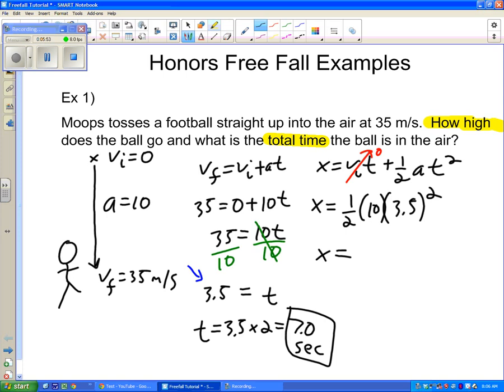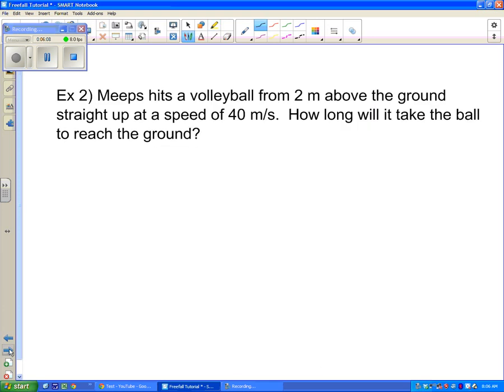And we put it in a calculator, and we get 61.25 meters. Snazzy. All right, let's look at one more example. This one's going to be a little more confusing.